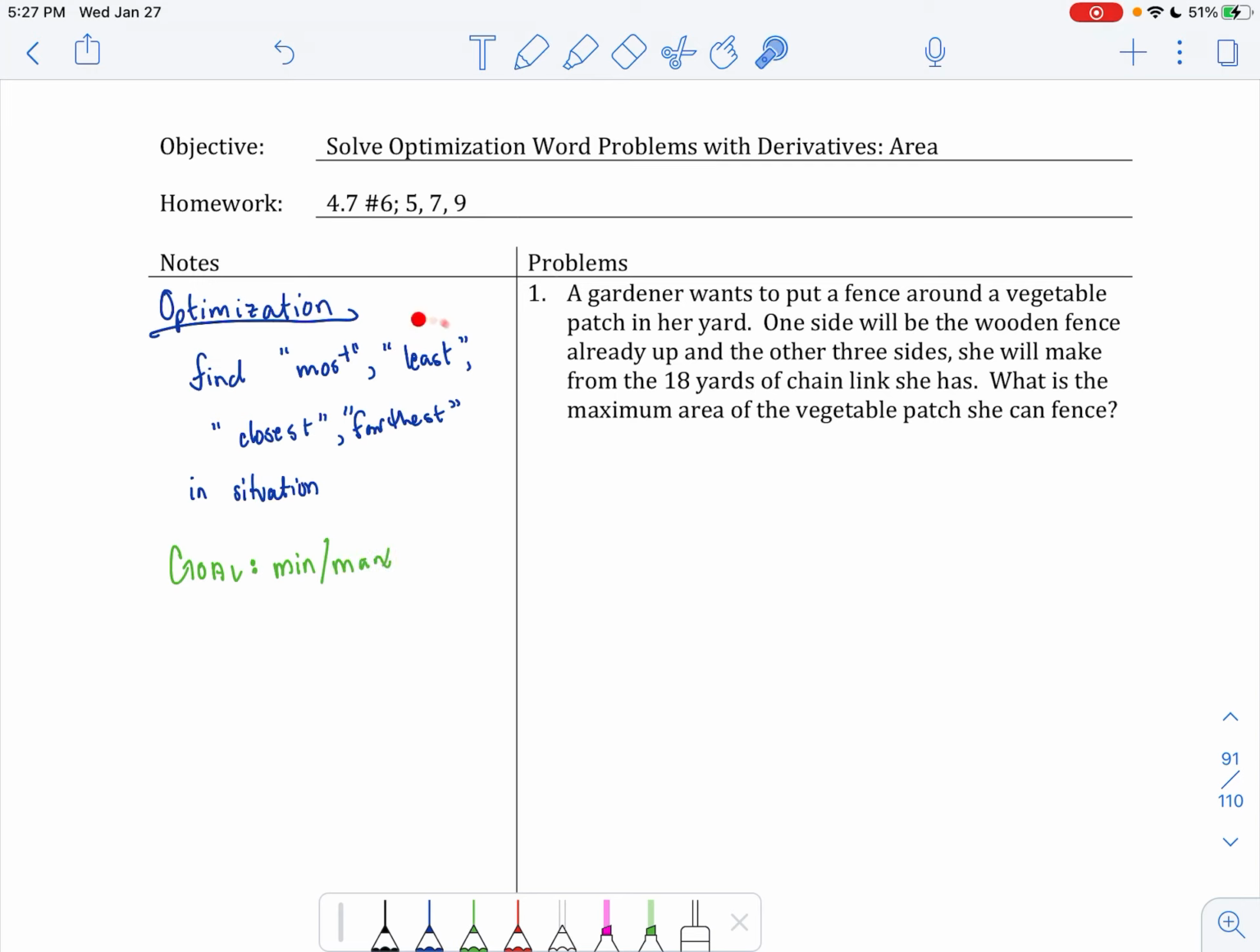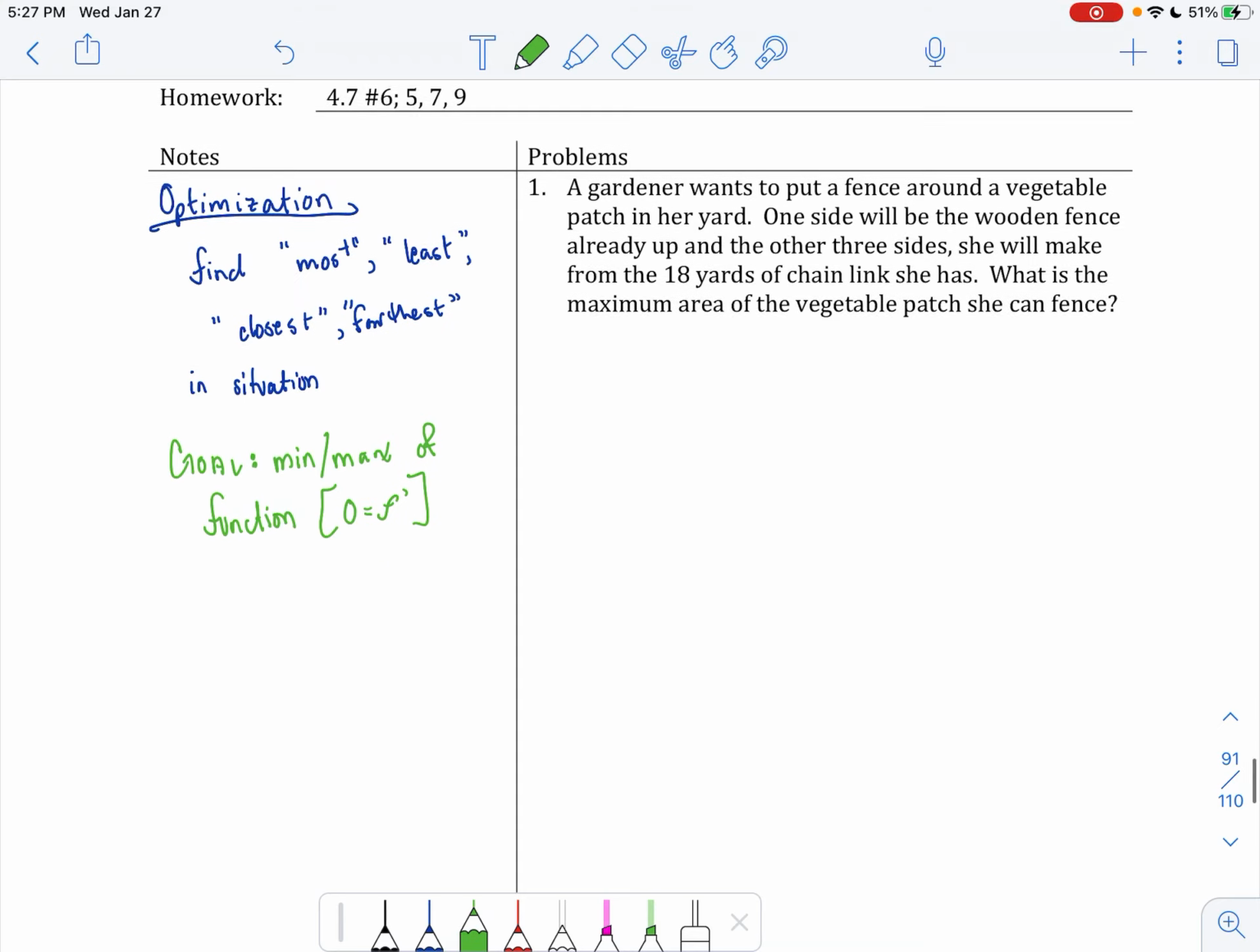Obviously, if it's most, you're finding a max. If it's least, you're finding a min, etc., of the function of the situation. So you're going to write the function, reduce the variables as needed, and then find the min and max, which again is where 0 is equal to that first derivative. So those are your skills that you're going to do. Now, today's problem sets are going to be about area problems, then we'll do volume, and we'll do distance.